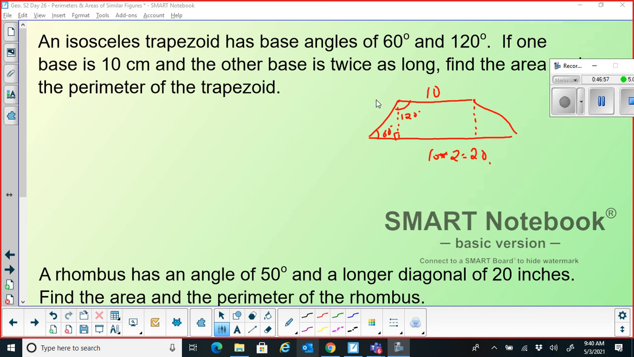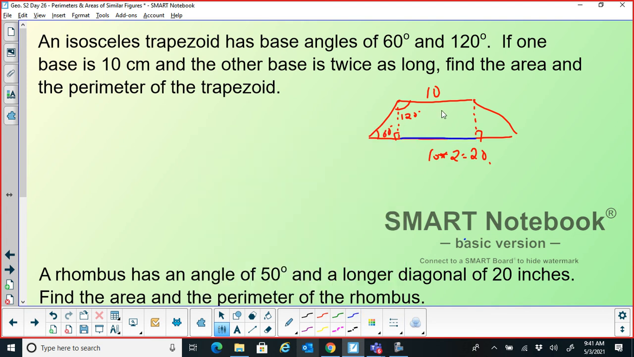They have given one of the base as 10. I've drawn an isosceles trapezoid. One of the base is 10 units, the other base is 20 units, which is twice the base that is given. If this is 20, let me draw a perpendicular from this end of this base to this one, and let me drop another perpendicular here. Once I drop, this particular length is 10.